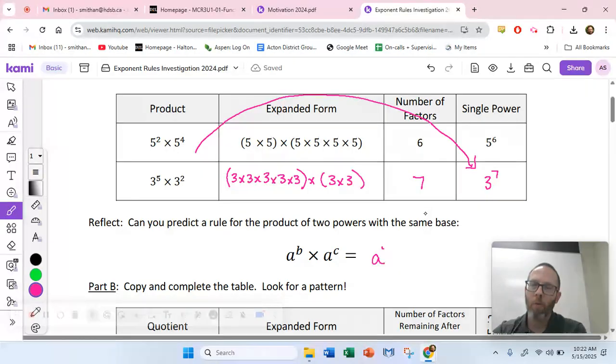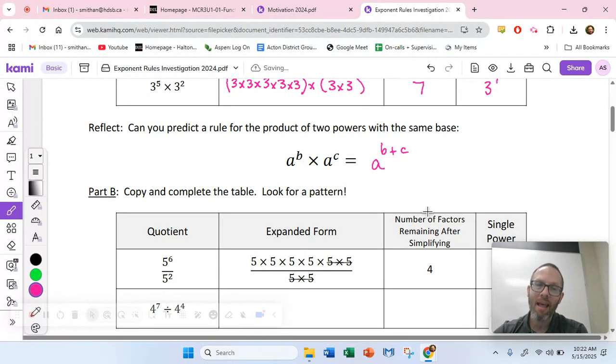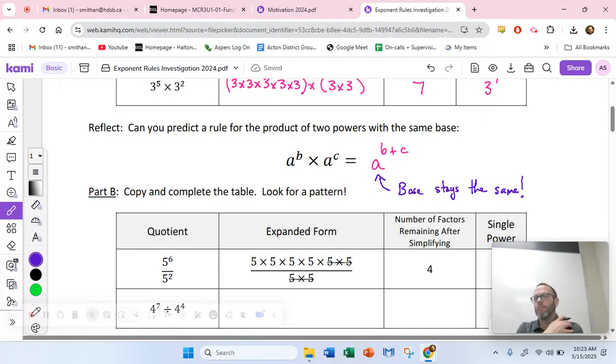And I'm going to summarize that here. You add the exponents, b plus c, and I'm going to add, because there's always a few, the base stays the same. We do not multiply the bases together. The base stays the same for reasons we looked at above. Base stays the same. Exclamation point. We have a rule for multiplying powers together.